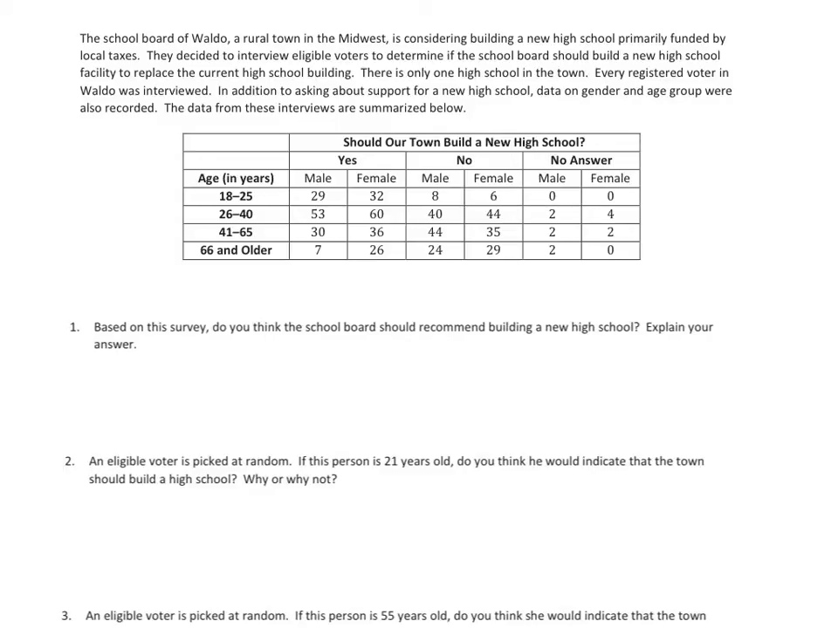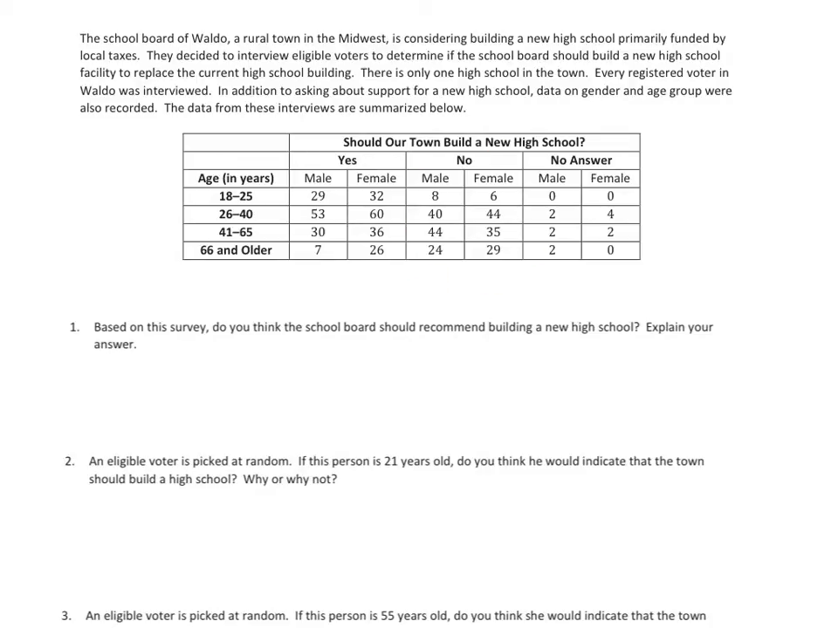So the first question, based on this survey, do you think the school board should recommend building a new high school? And explain your answer. So what are you going to get from this table? Do you think we should build a new high school or not? So I'm leaning towards looking at the yeses. If more people said yes than they said no, then of course I would build a new high school. However, if more people said no than yes, then we probably wouldn't build a new high school. So to me, what I'm saying is if I think they should build a high school, I'm going to need more yeses than nos.